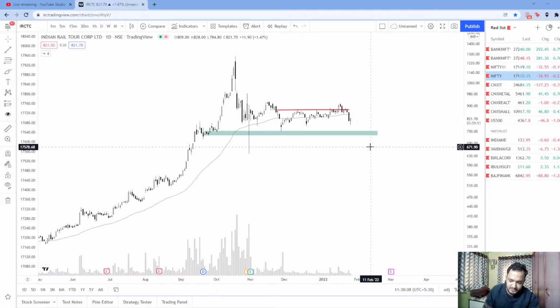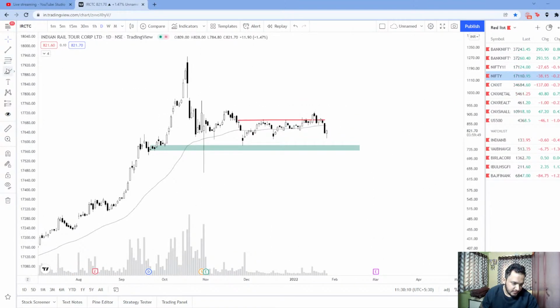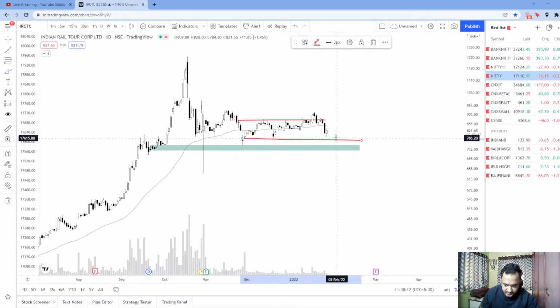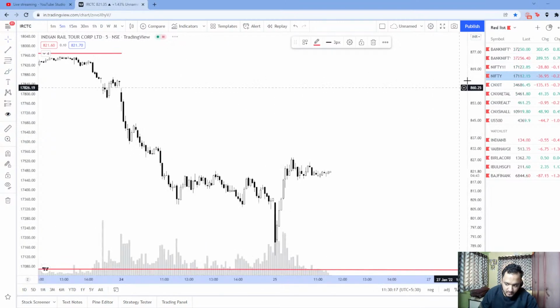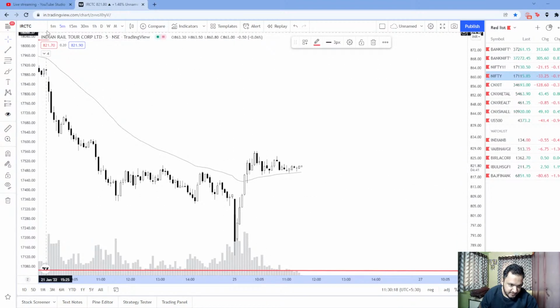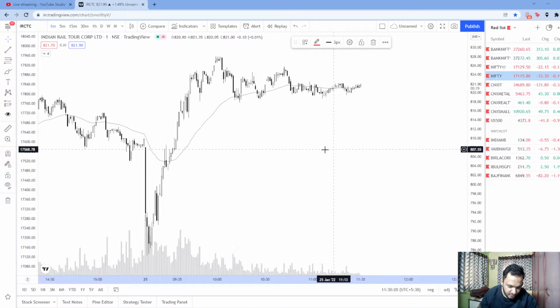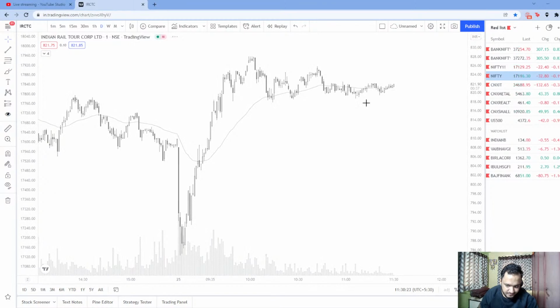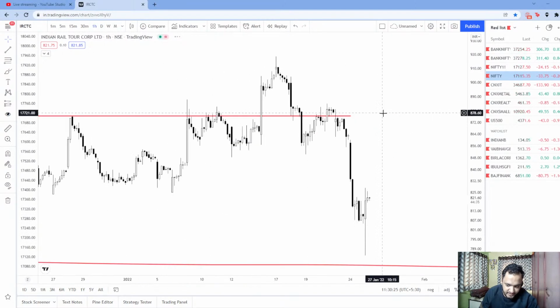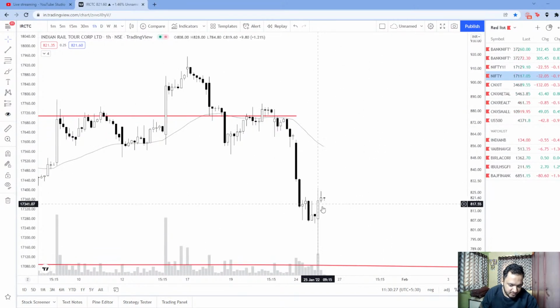IRCTC, we discussed the level of 780, right? Which was this high. Yesterday only we talked about 780. Today's low is 784. So you could have taken a 1 minute entry here. Now it's gone at this level. Now wait for the hourly structure to get better if you want to catch some momentum. Don't buy here. It can basically come down again.